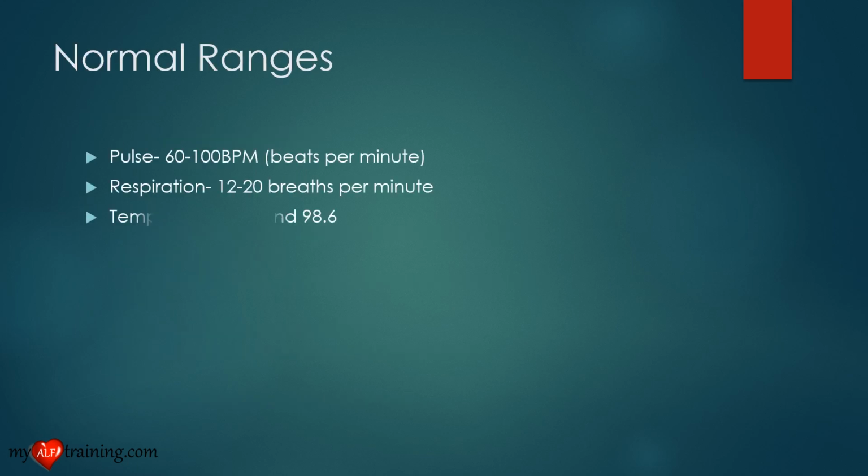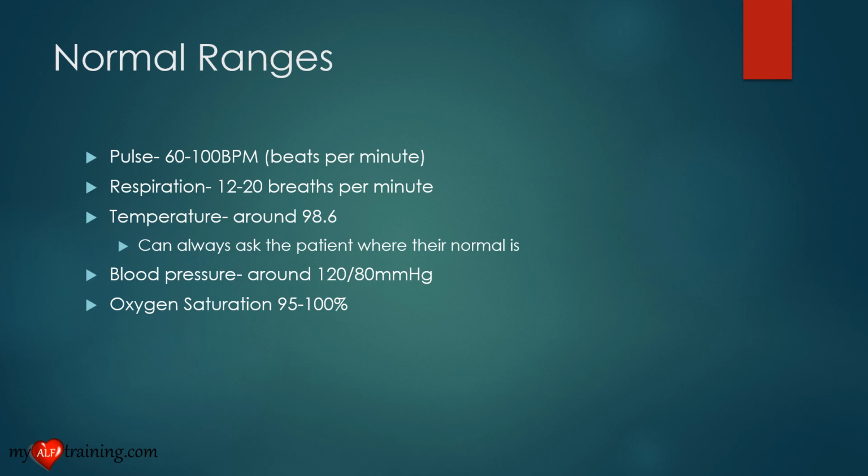There are normal ranges for each one of our vital signs. For a pulse, the normal range would be 60 to 100 beats per minute. Respirations are considered normal between 12 and 20. Normal body temperature is around 98.6, but you can always ask the patient where their normal is. Some people run a little cooler, some people run a little hotter. A normal blood pressure is around 120 over 80, and normal oxygen saturation is 95 to 100%.